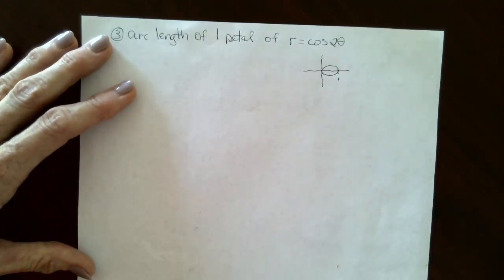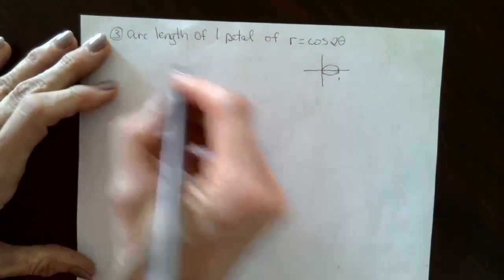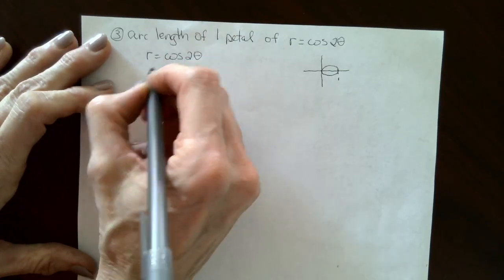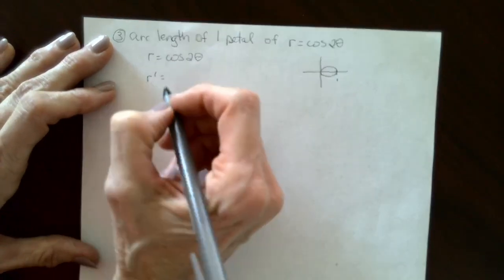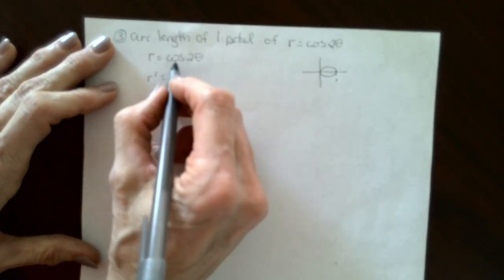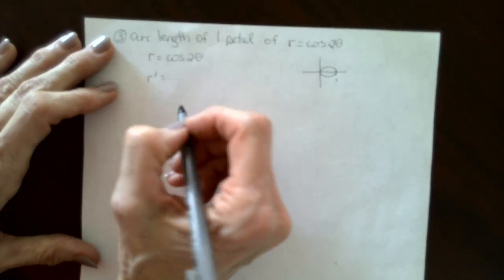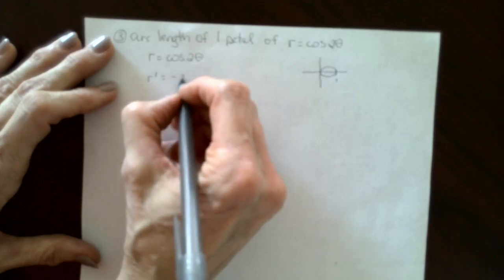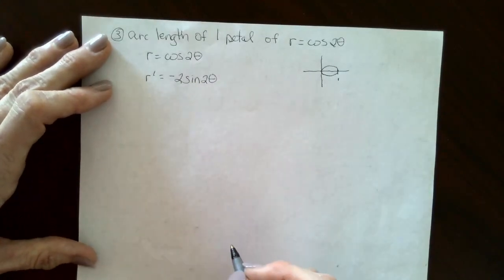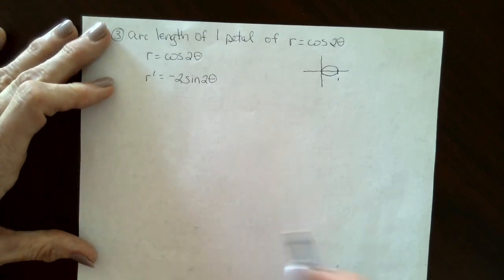Arc length, we need r and we need r prime. So let's say r is equal to cosine 2 theta. And r prime is equal to what? What's the derivative of this? Yep, negative 2 sine 2 theta. So I know I'm going to just do square root of r squared plus r prime squared.